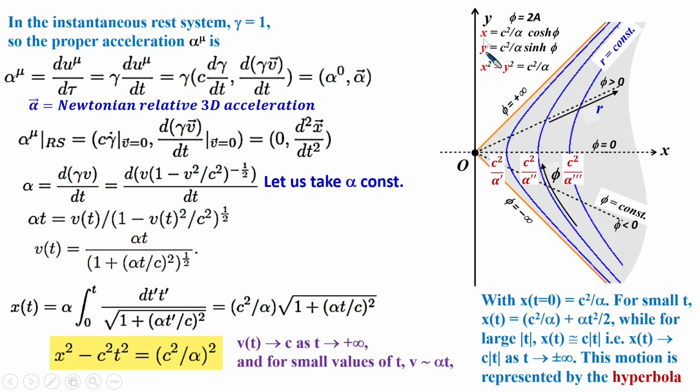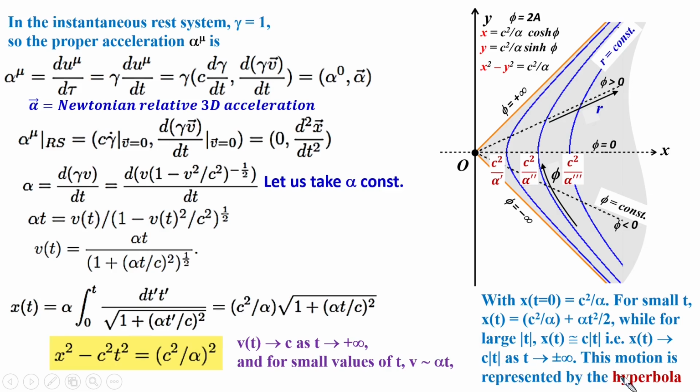This is at time t, where the y axis is time. At t equal to 0 you have this, and for small t, you will get this c square by alpha here, and you do a Taylor expansion, and when you multiply this, you will get alpha t square by 2, and you neglect the higher order terms of the expansion. While for large t, when t is very large, you can neglect this one. You have alpha t, and alpha gets cancelled, c gets cancelled, so x is equal to ct. That is, x(t) tends to ct as t tends to plus or minus infinity.